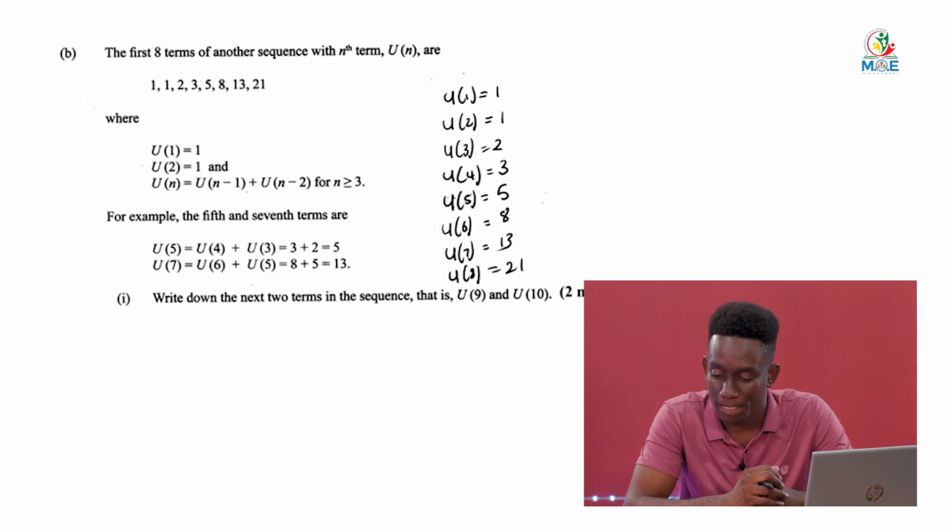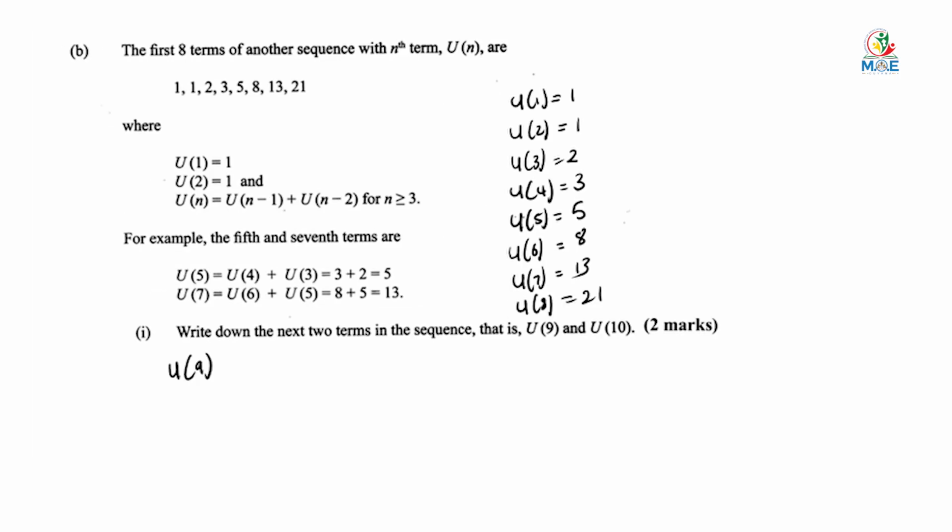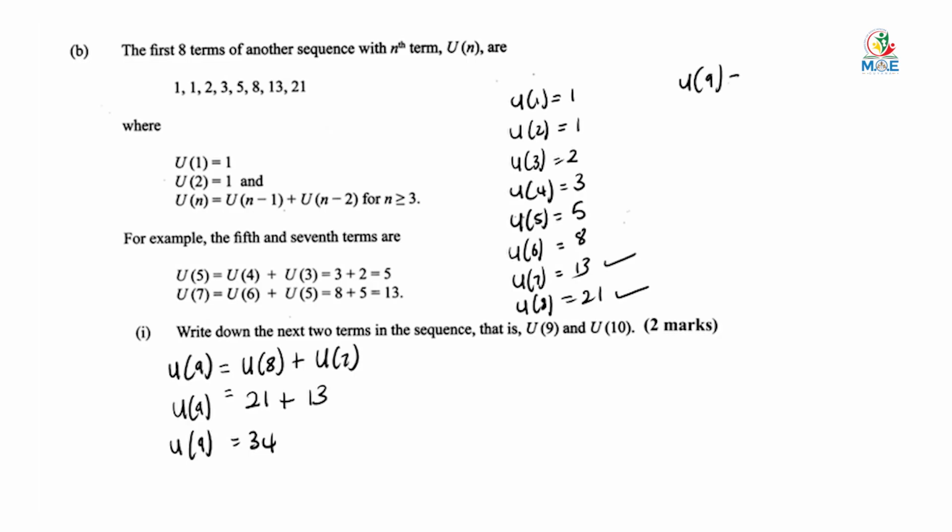So the first one says, write down the next two terms in the sequence, that is u9 and u10, which is the 9th term and the 10th term. So we know for u9, it's the sum of the two previous terms. So the two previous terms would be u8 plus u7. We see u7 is equal to 13 and u8 is equal to 21. So this will simply be u8, which is 21, plus u7, which is 13. So u9 is equal to 21 plus 13, 34. So u9 is equal to 34.